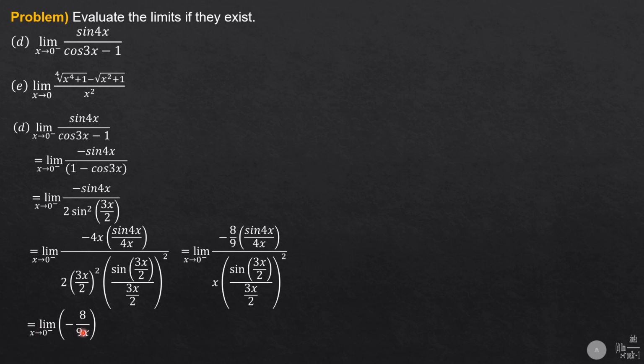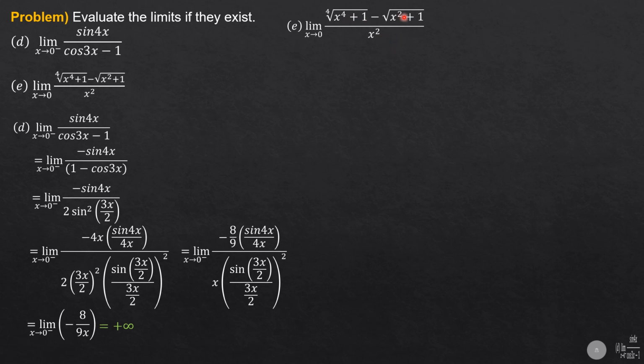This gives us positive infinity. So the limit is positive infinity for that case. Then finally, part E, we have the limit of the quantity fourth root of x to the fourth plus 1 minus the square root of x to the fourth plus 1, over x squared. So again, you can use your calculator in verifying the answer. That's the technique. Or you can use L'Hopital's rule.